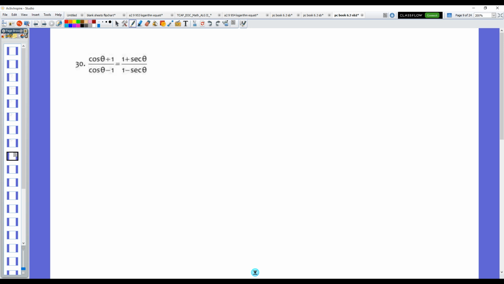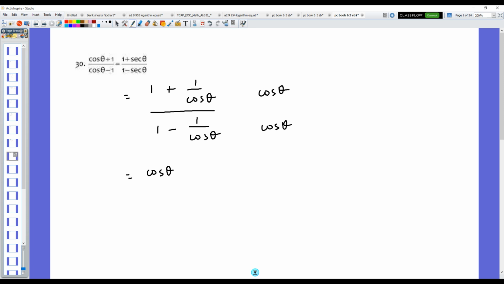I like the secant changed to 1 over cosines. Least common denominator would be cosine. Cosine in the 1 gives me a cosine. Cosine in the fraction cancels the denominator, leaves me with a 1. Cosine in the 1 gives me a cosine. Cosine in the fraction cancels the denominator, gives me a 1. And that was the target in a hurry.